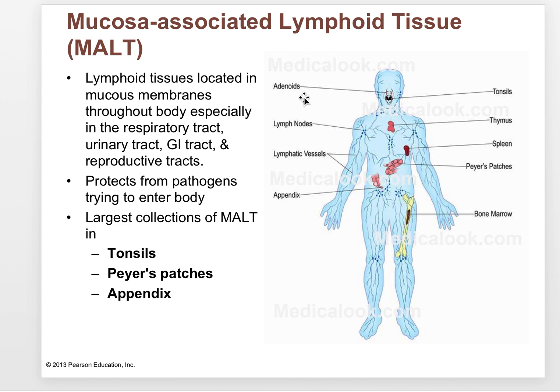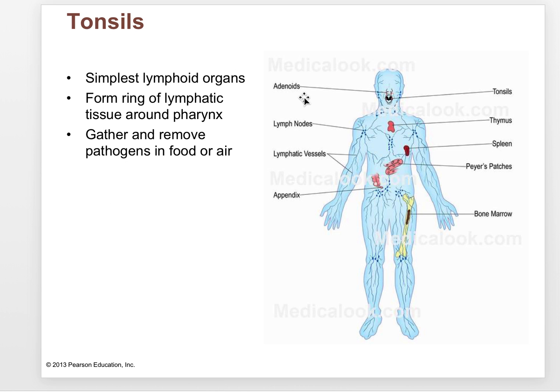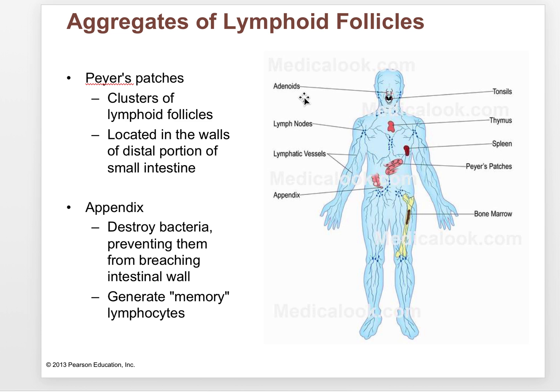The tonsils, the Peyer's patch, and the appendix are examples of MALT. The tonsils form a ring of lymphatic tissue around the pharynx. So again, it acts as a protector against pathogens entering the body through the nose and mouth. Peyer's patches are clusters of lymphoid follicles located in the walls of the distal portion of the small intestines. And the appendix destroys bacteria and prevents them from breaching the intestinal wall.